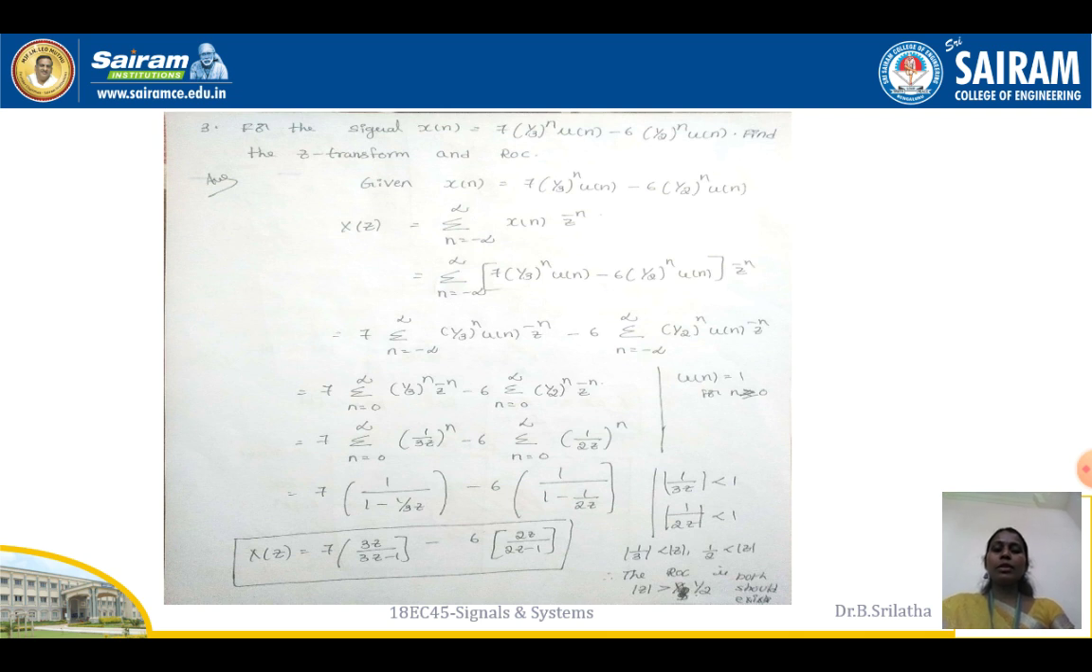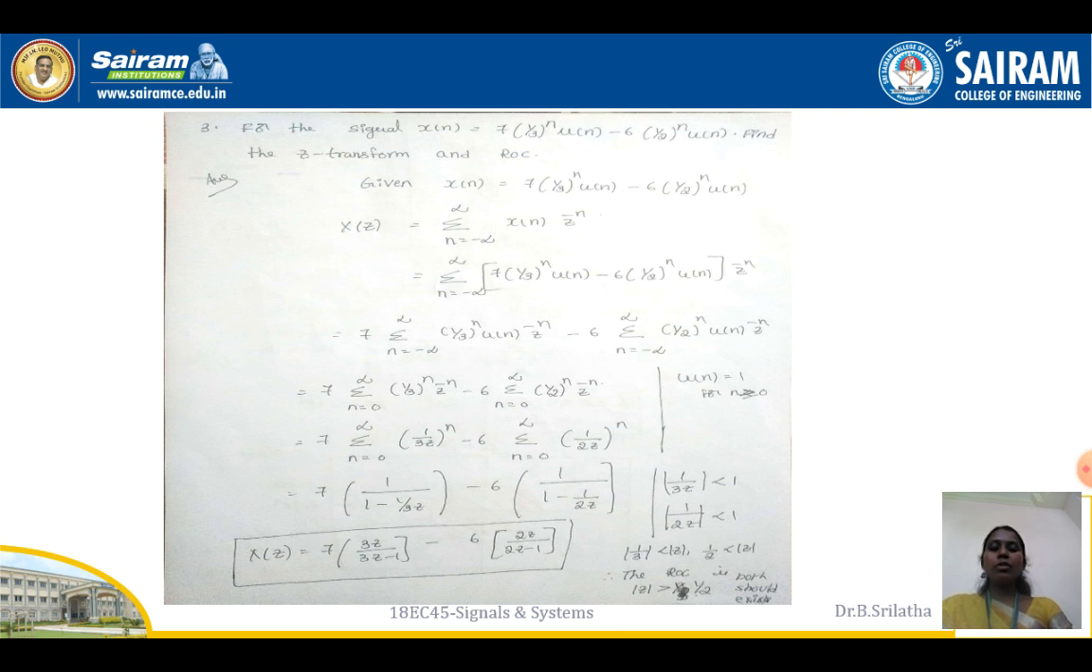First write down the given signal. The given signal is x of n is equal to 7 into (1/3)^n u of n minus 6 into (1/2)^n u of n. You know from the definition what X of z is. X of z is equal to summation n is equal to minus infinity to plus infinity x of n into z power minus n. So substitute the x of n in the expression.